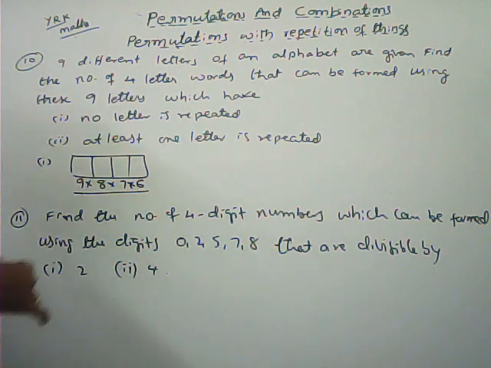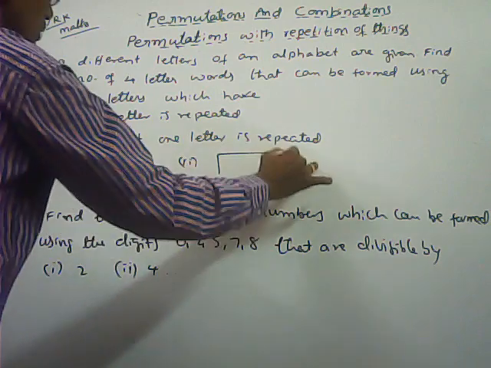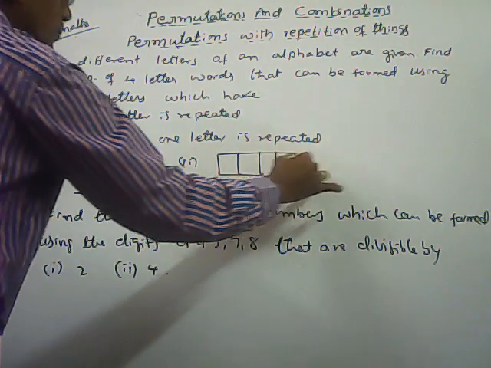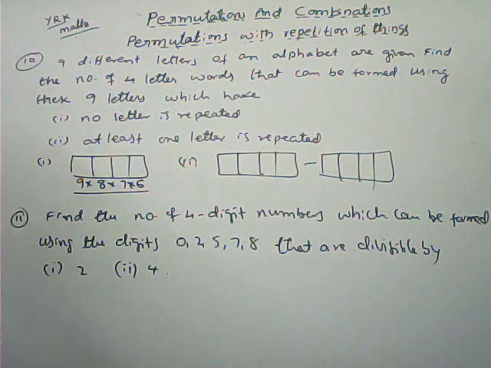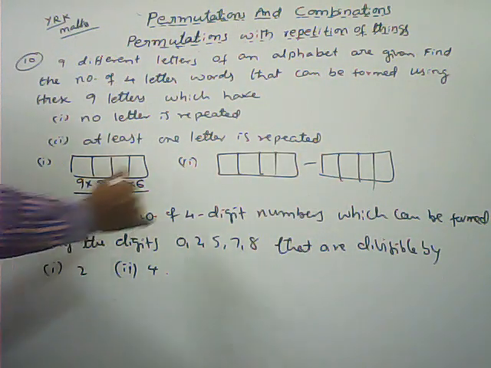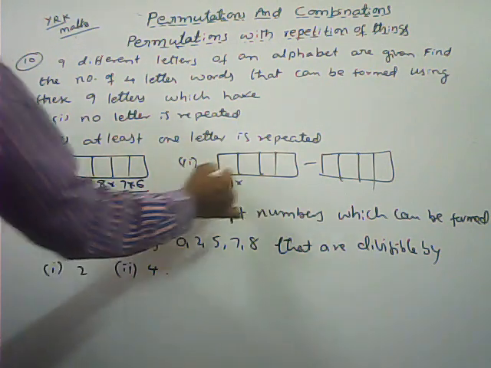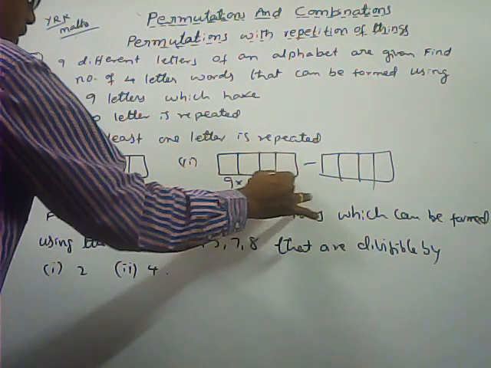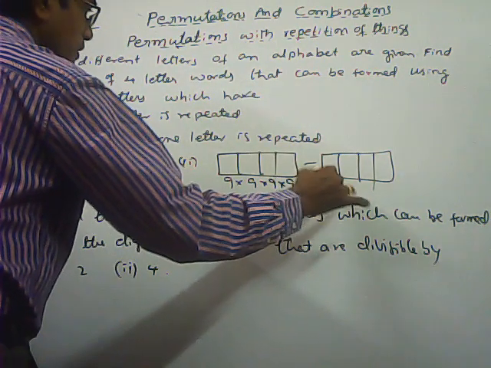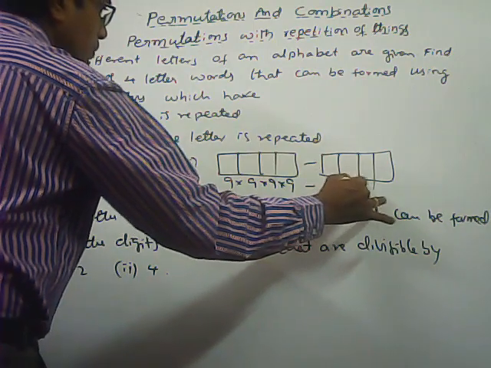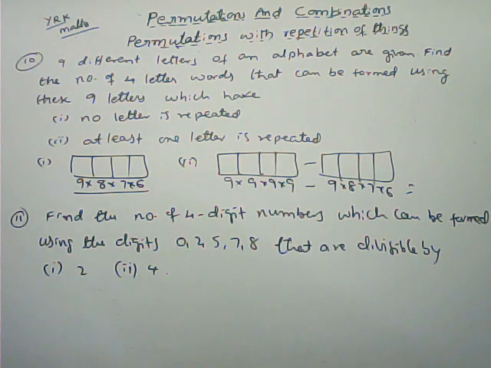Second one, at least one letter is repeated. Same model we have done already. Minus total number of all the possibilities, all with the repetition. You have to find total number of all the 4-letter words with a repetition. The repetition is allowed. 9 into 9 into 9 into 9 minus none of the letter is repeated. None of the letter is repeated means 9 into 8 into 7 into 6. Then we can get at least one letter is repeated.